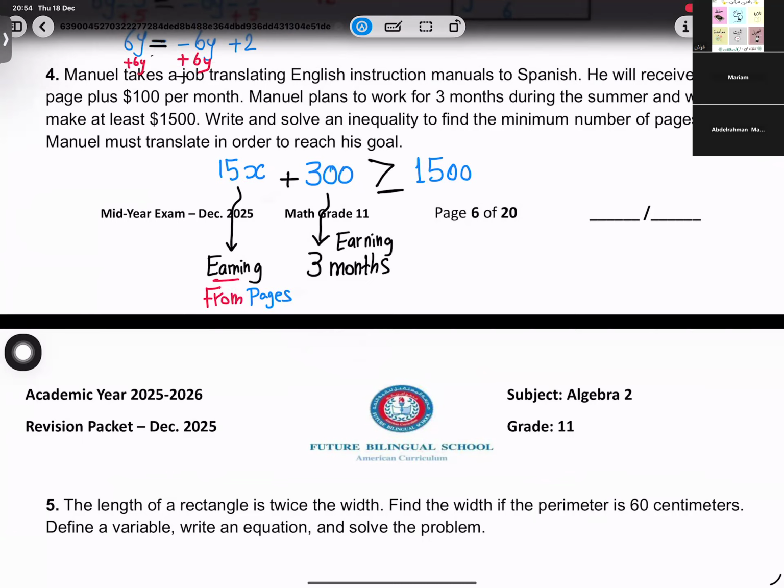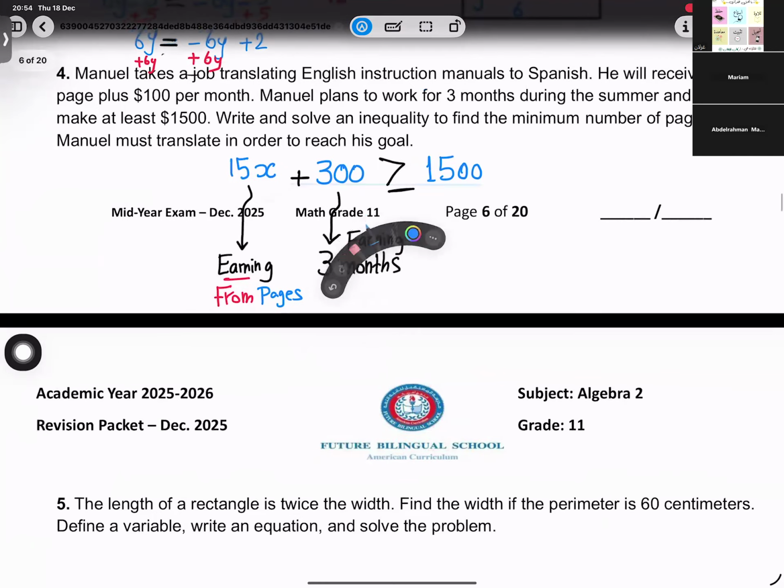Which is 80. And x must be at least 80 pages. So we write the final answer like this: x must be greater than or equal to 80 pages.